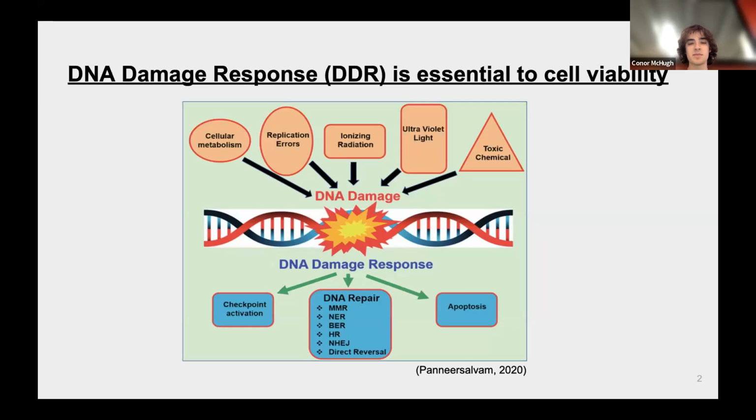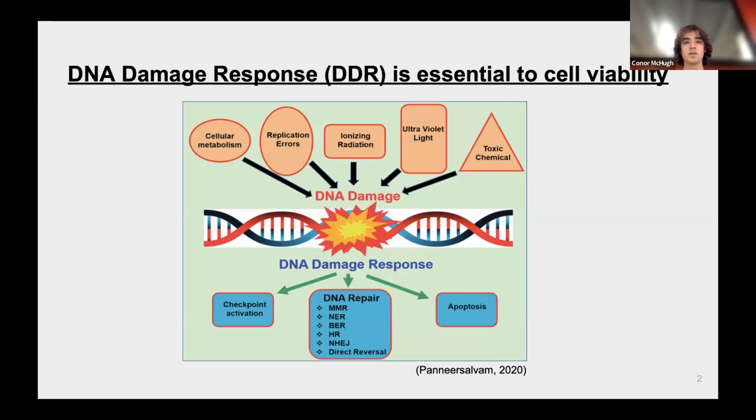So the DNA damage response is a series of reparative processes the cell has to dispose in reaction to some sort of DNA damaging agent. Examples of these DNA damaging agents can be seen above the DNA on the graphic, and examples of these DNA damage responses can be seen below the DNA.